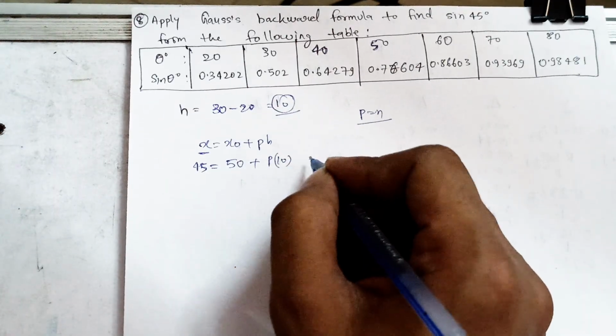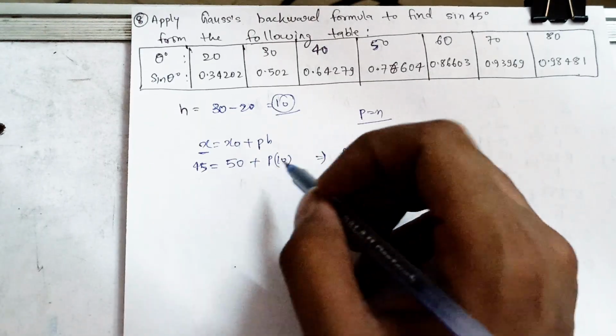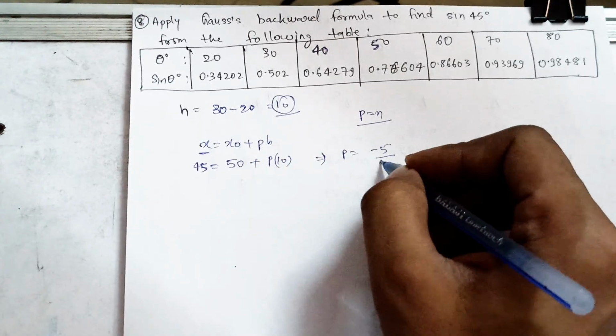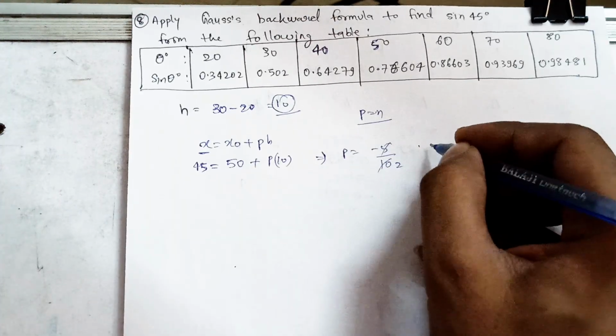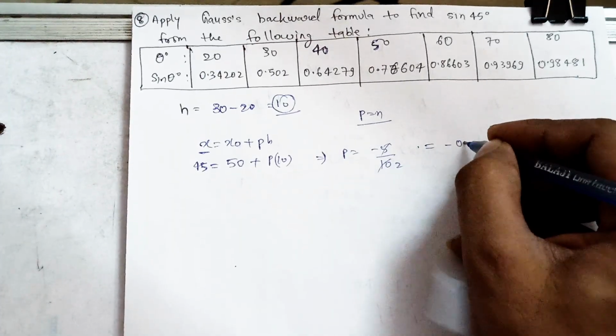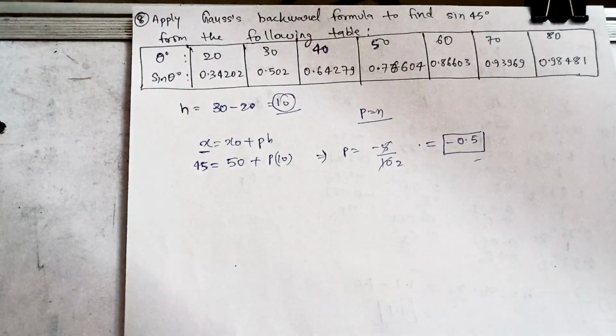So the value of p equals 45 minus 50, which is minus 5, divided by 10, that will be equal to minus 1 by 2, that is minus 0.5. That is the value for p.